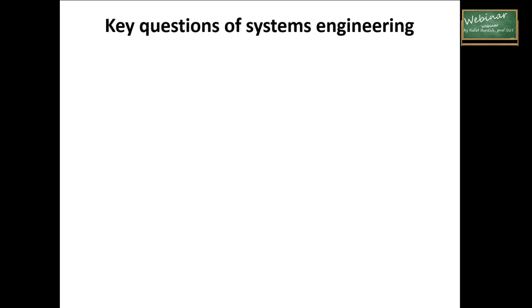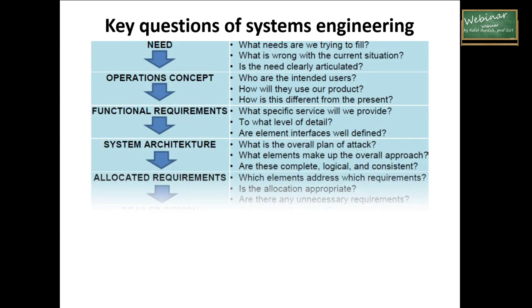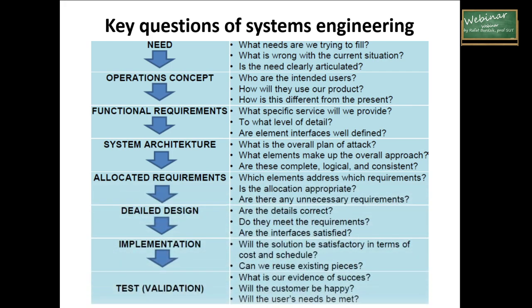Okay, so what are the key questions of system engineering? First we have to identify the needs. So the first question is, what do we really need? What needs are we trying to fill? What is wrong with the current situation? If we want to improve something, is the need clearly articulated?